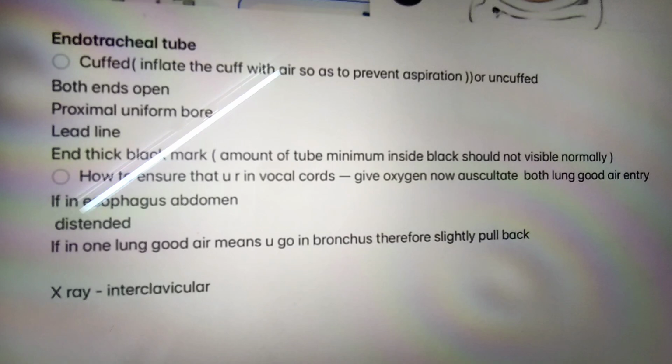If in one lung there is good air, but in the other lung there is no sound we can hear on auscultation, right? So what is this? This means you have gone very far inside, into the bronchus. If there is good air in only one lung, you have gone into the bronchus, therefore slightly pull back so that you reach the vocal cords and ensure that both the lungs have adequate air exposure, right?